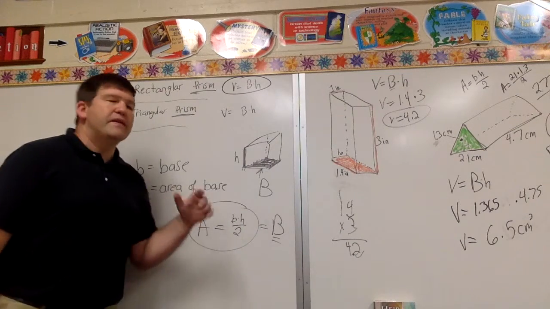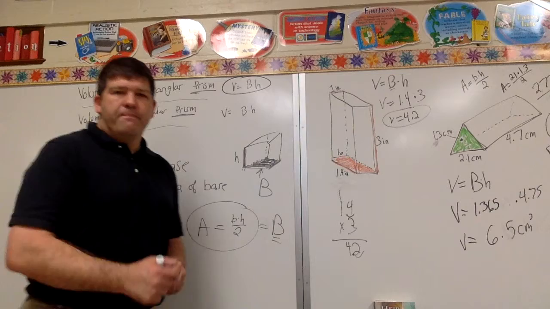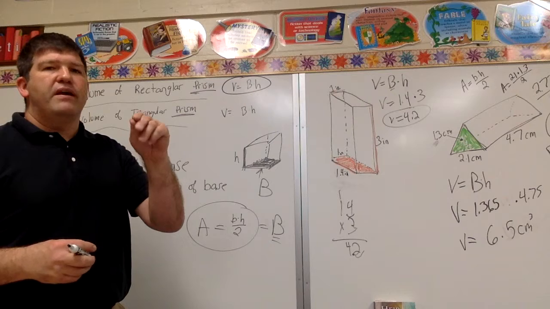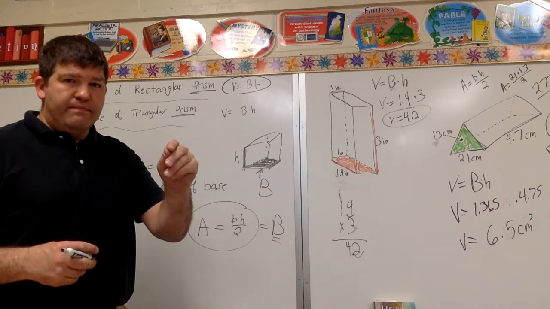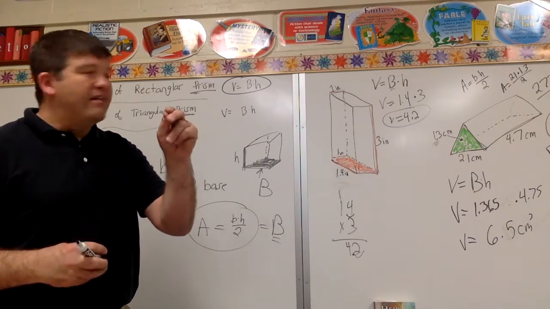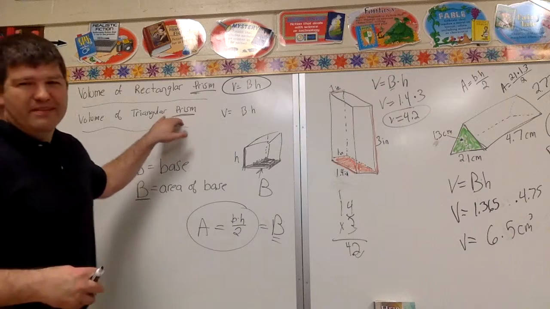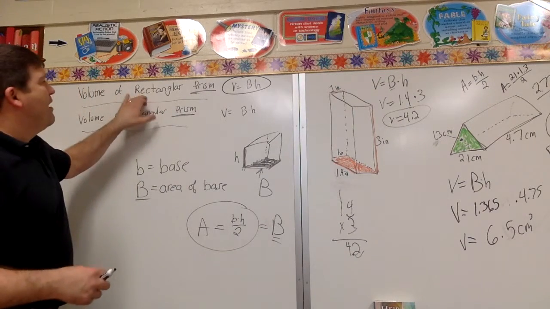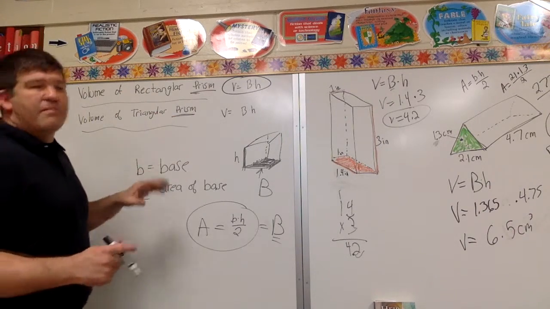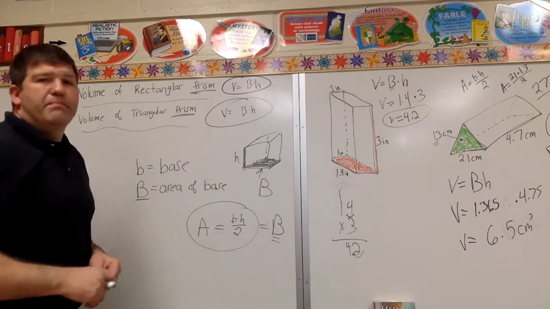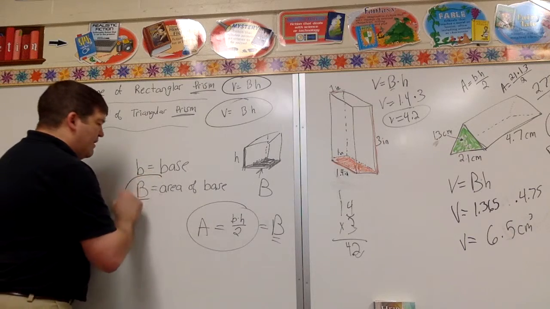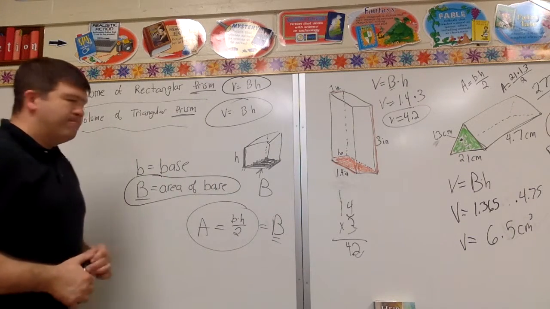Okay? So if I say, what's the formula for finding the volume of a rectangular prism? And what is the formula for finding the volume of a triangular prism? Volume of rectangular prism, volume of triangular prism. You'll say, oh, it's the same thing. It's the big B, the area of the base, times the height. Okay? Area of base.